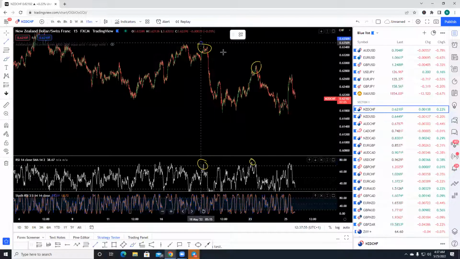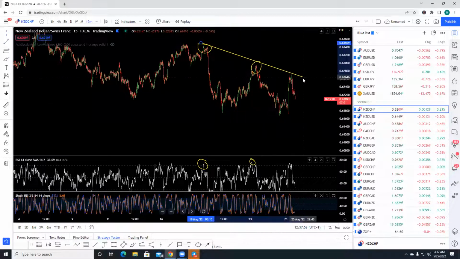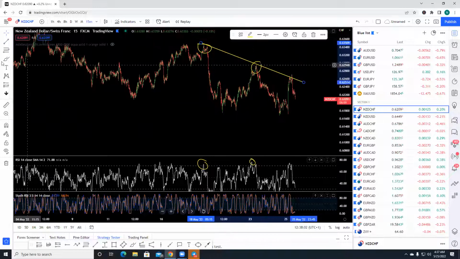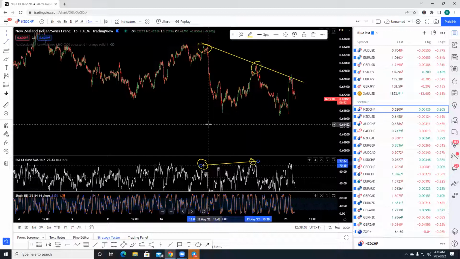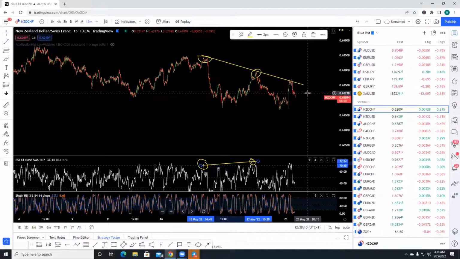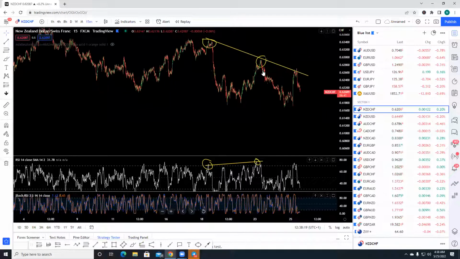This one is making a lower high here. Can you see the trend is continuing, making a lower high here? Look at the indicator here. What is it making, guys? It's making a higher high. So that tells me that this corrective structure here is over. It tells me the corrective structure here is over.